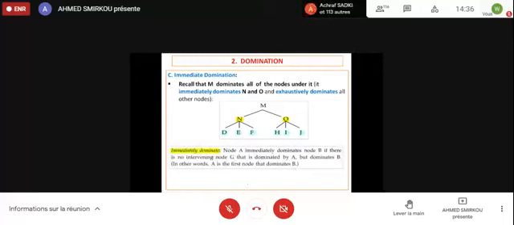So, immediately dominate. Node A immediately dominates node B if there is no intervening node G. There is no node intervening between M and N, which is dominated by M and dominates N. So there is no intervening node G that is dominated by A but dominates B. In other words, A is the first node that dominates B. So M immediately and exhaustively dominates N and O because N and O are the first nodes that we get.